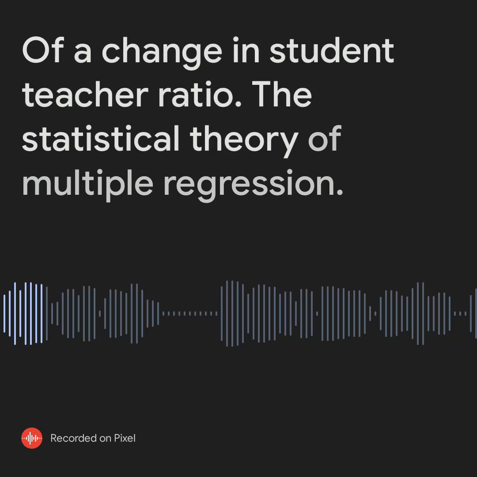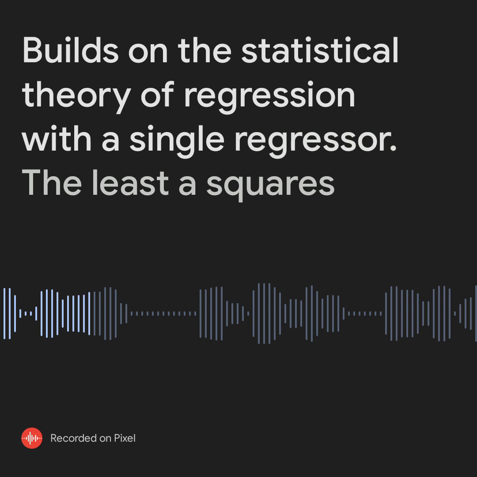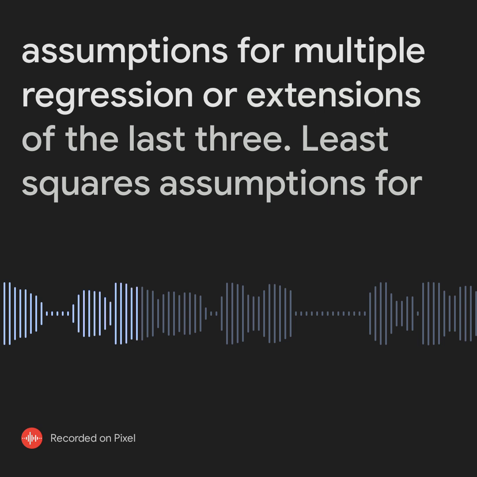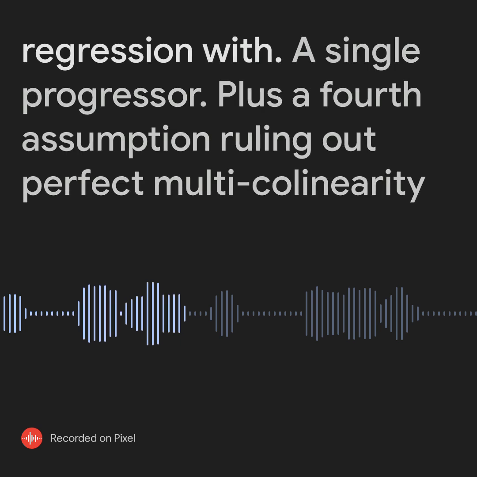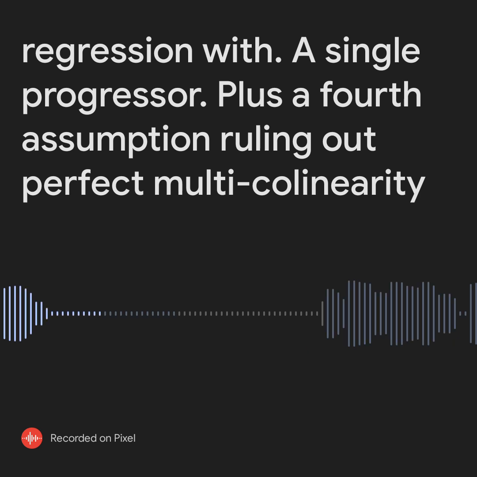The statistical theory of multiple regression builds on the statistical theory of regression with a single regressor. The least squares assumptions for multiple regression are extensions of the last three least squares assumptions for regression with a single regressor, plus a fourth assumption ruling out perfect multicollinearity.